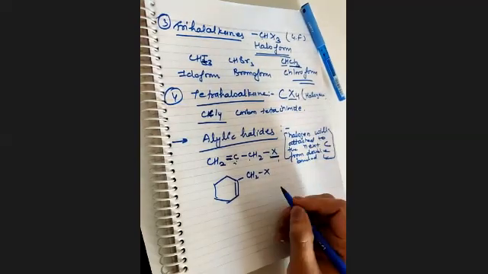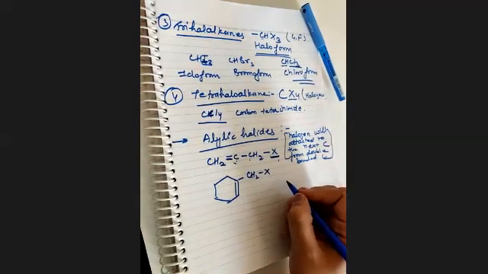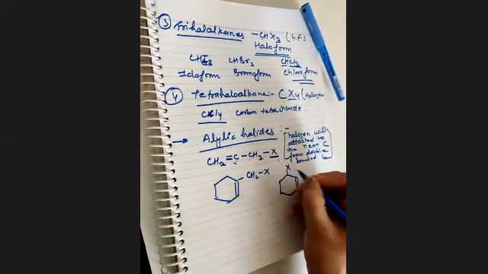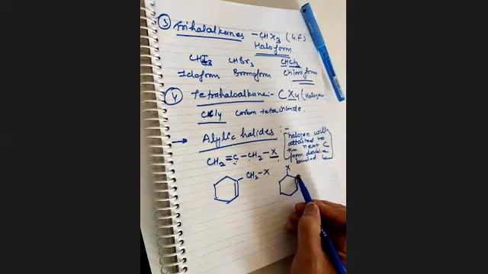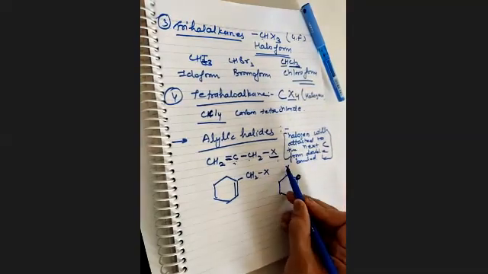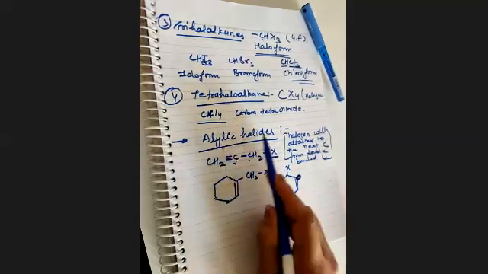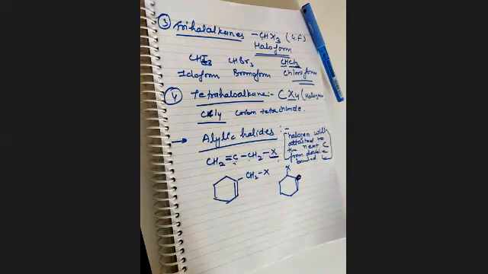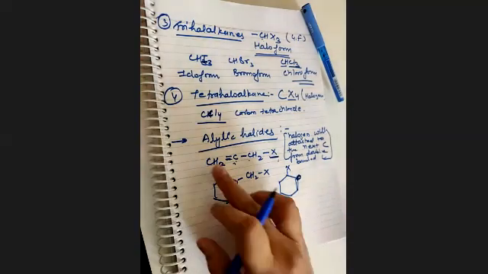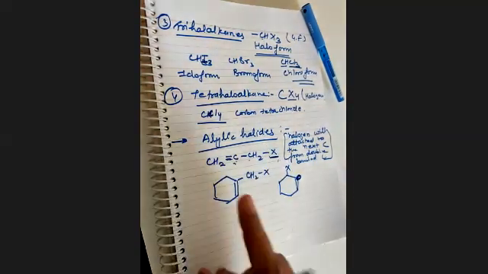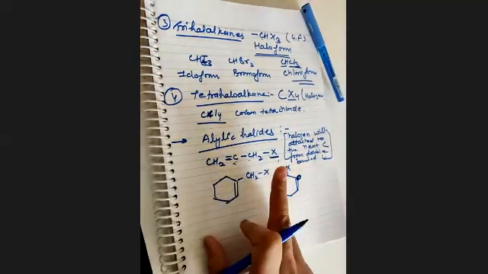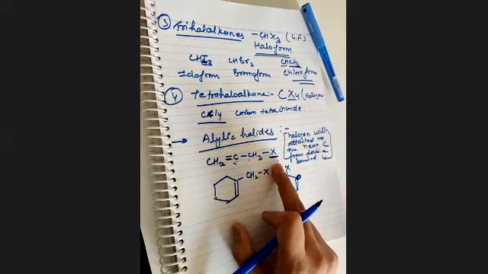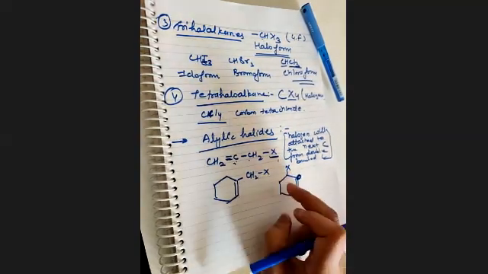Okay. Now let me give you one more example. Sometimes you will get this type of example also. See, the double bond is here with this carbon and your halogen is attached to the next carbon. So the same condition is there. If you get this type of question, this halide will be known as allylic halide, where the double bond is there and the halogen is attached to the next carbon atom.